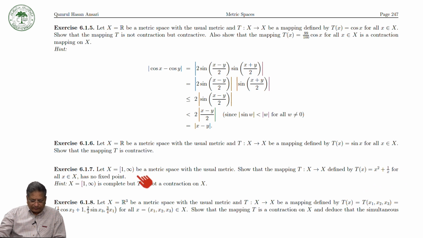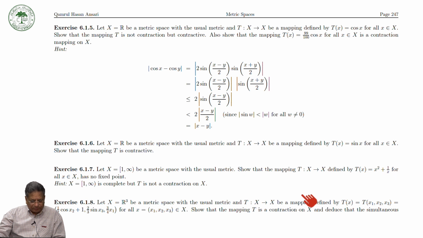How can we prove that this has no fixed point? It is not like we are finding any x such that Tx = x. We will have to prove that, because this metric space with the usual metric is a complete metric space, this T map is not a contraction map. So because this is complete and this is not a contraction, you will not have any fixed point.